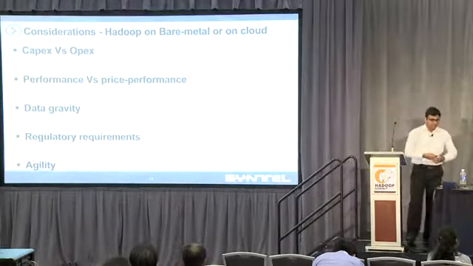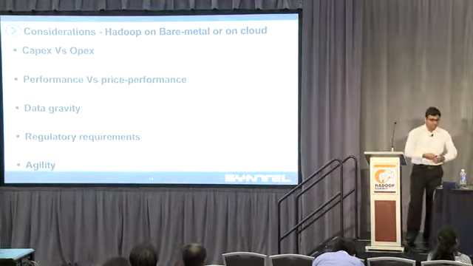The other one is performance versus price to performance, where some applications require strict performance guidelines, versus where you are worried about the cost that you are paying for achieving that performance. Then the data gravity. Data gravity is an aspect where you need to take into consideration where your data is being generated, whether in cloud or on premises, right? And based on that, where your data processing ecosystem should go. Then the regulatory requirements, which depend on how much strict control a particular organization wants to have on their data. And the last one is agility.